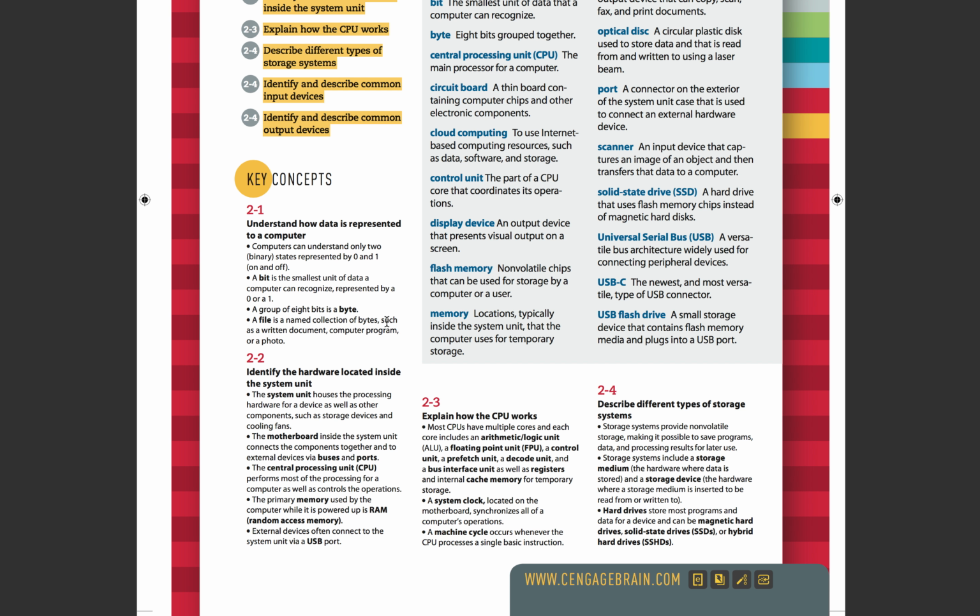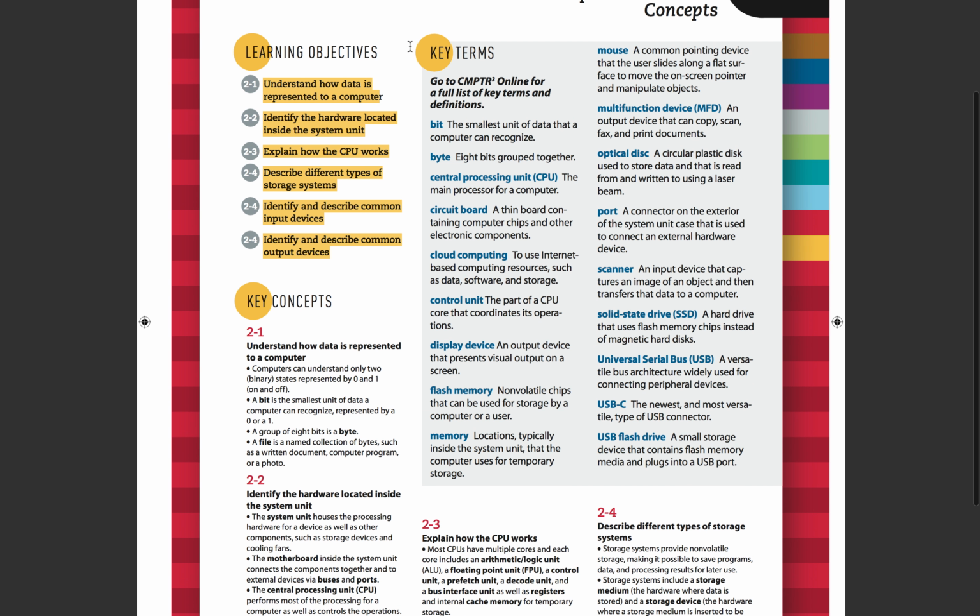So just to kind of give you a brief overlay, when you guys are preparing for this test, you should go ahead and review the key terms. I know there's around about 95 of them, but most of them are kind of self-explanatory, things that you guys have dealt with before, like ports. You know that you have USB ports on your computer. A scanner is something that helps scan different documents, and it's an input device.